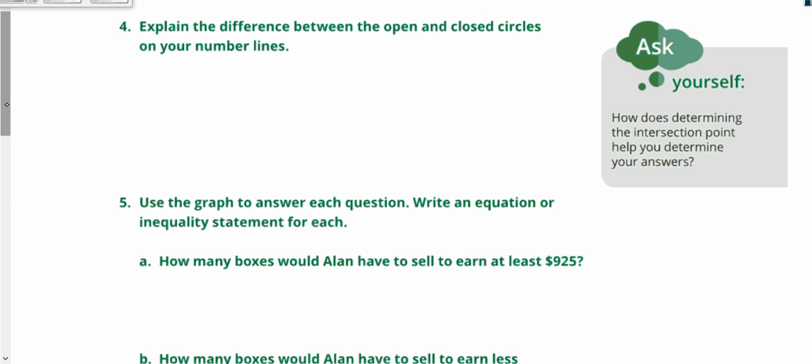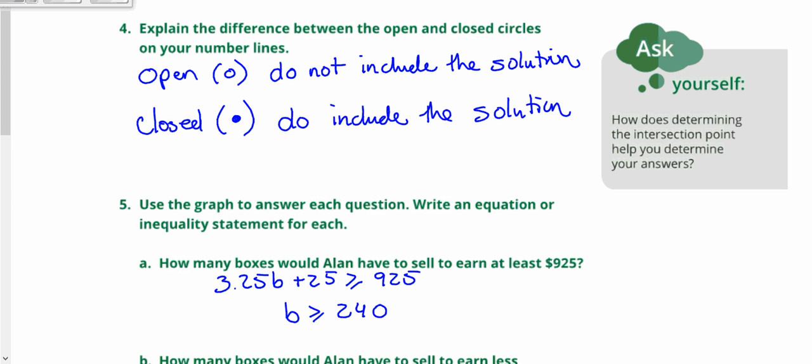All right, so go ahead and check answers here. So the open dot, or just the circle, means that it does not include the solution. The closed dot means that it does include the solution.